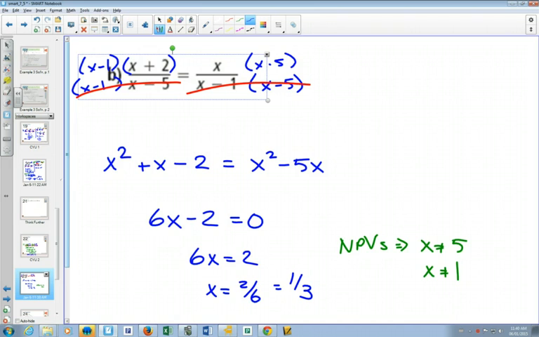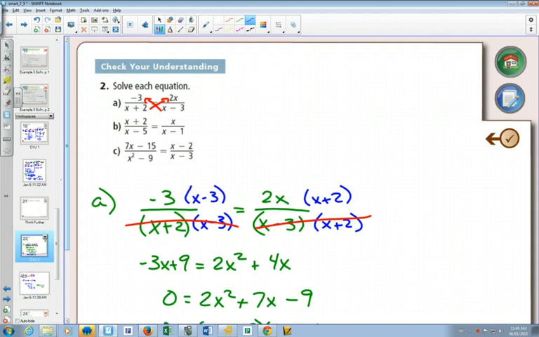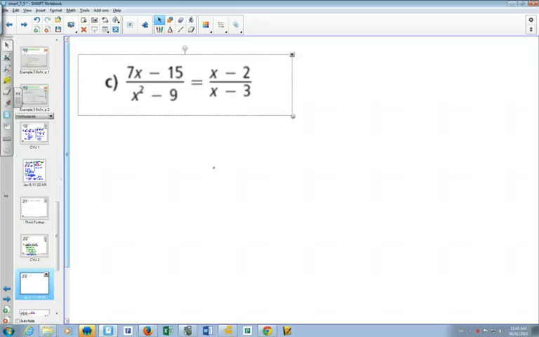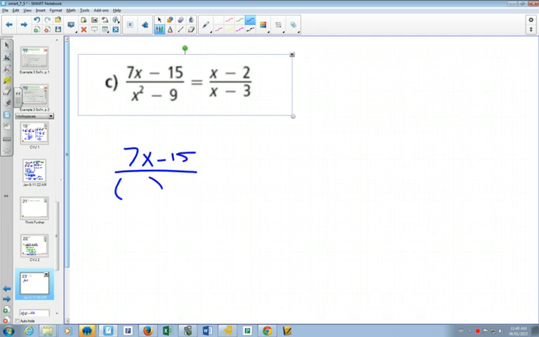And then one more to go. This is part C. Is an excellent example because it shows us why just going to cross multiplication right away can cause problems. Again, we always check to see if we can factor things and simplify first. X squared minus 9 does factor. It's a difference of squares, x plus 3, x minus 3.